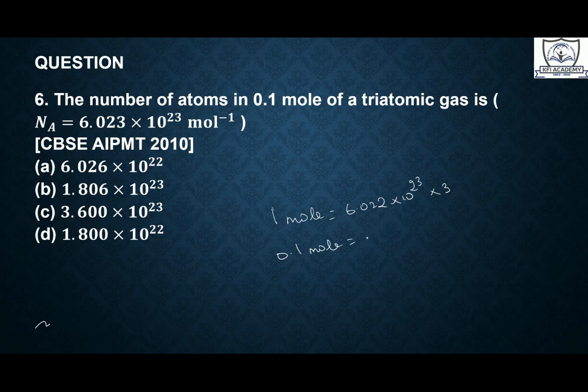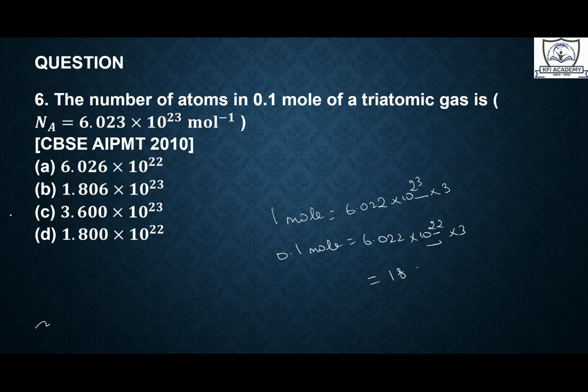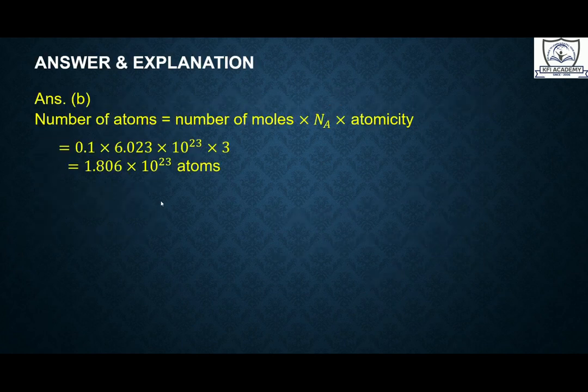Very simple, into 10 power minus 1. So 6.022 into 10 power 22 into 3. Okay, 23 becomes 22 because we are multiplying by 0.1. So 6 into 0.22 into 10 power 23 into 3. If you multiply approximately, it is 1.8 into 10 power 23. This is the answer.